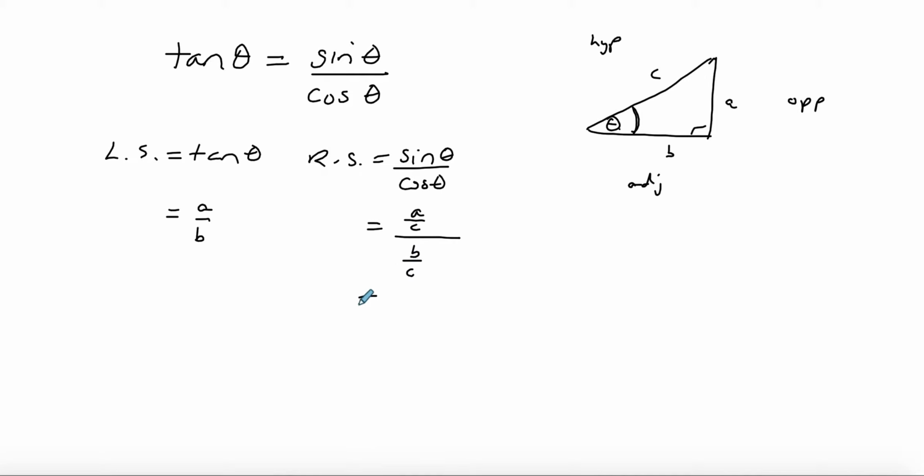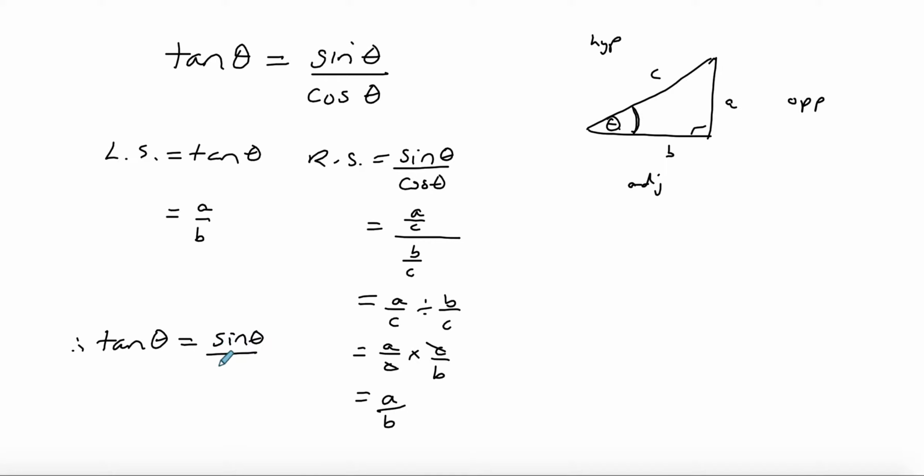So I really don't like fractions when they're written like that. Maybe I'd write this as A over C divided by B over C, because then it helps me remember that I would invert and multiply. So our C's could cancel out and we end up with A over B, which is the exact same thing as what we had on the left side. So we know, therefore, tan theta equals sine theta over cos theta.